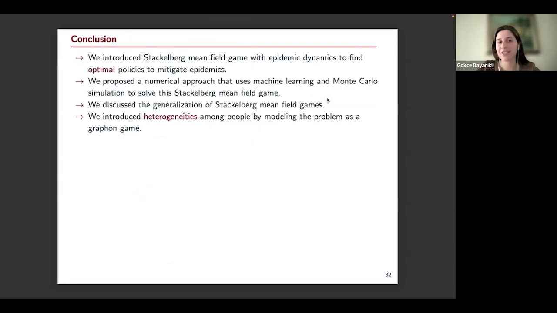So to conclude, basically what we did is that we discussed both Stackelberg mean field games and the graphon games in the epidemic mitigation application. What we basically did is that we looked at Stackelberg mean field games to find the optimal policies for a government. Then we looked at the graphon games to include heterogeneities because our motivation was to see in Corona different groups were getting affected differently.